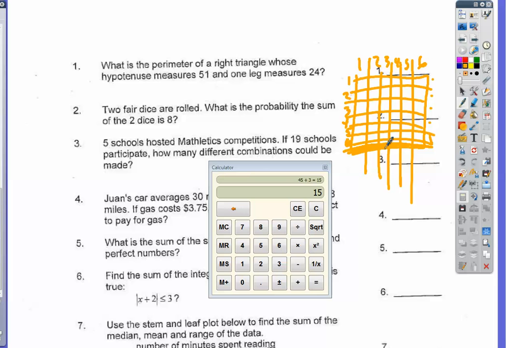So 8s. How do we make the 8s? Go Broncos, right? So 6 and 2, 5 and 3, 4 and 4. So 1, 2, 3, 4, 5. 5 out of 36.